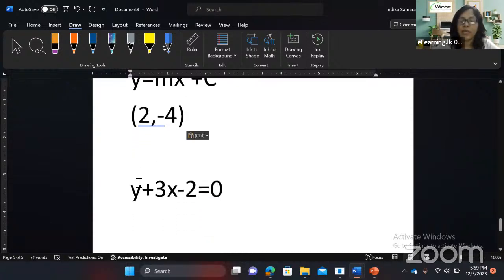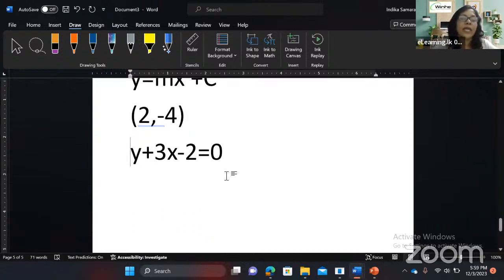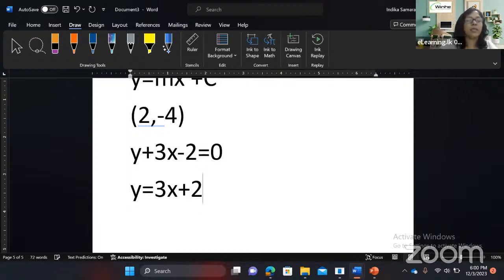How do we find it? First, you have to write down the equation in the form of y equals mx plus c. How do we write it? Y equals... when you move the remaining part to the other side, plus 3x will become minus 3x. Minus 2 will become plus 2, right?